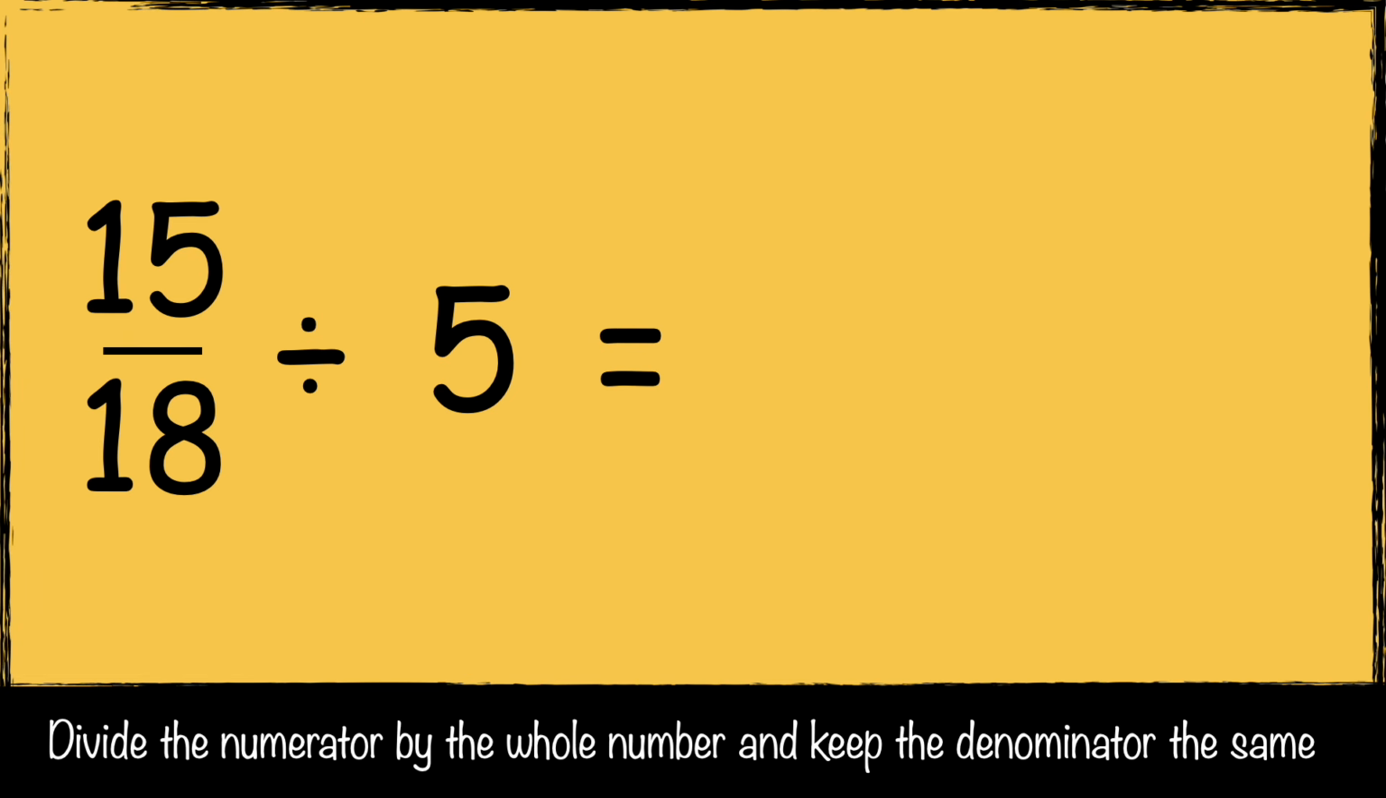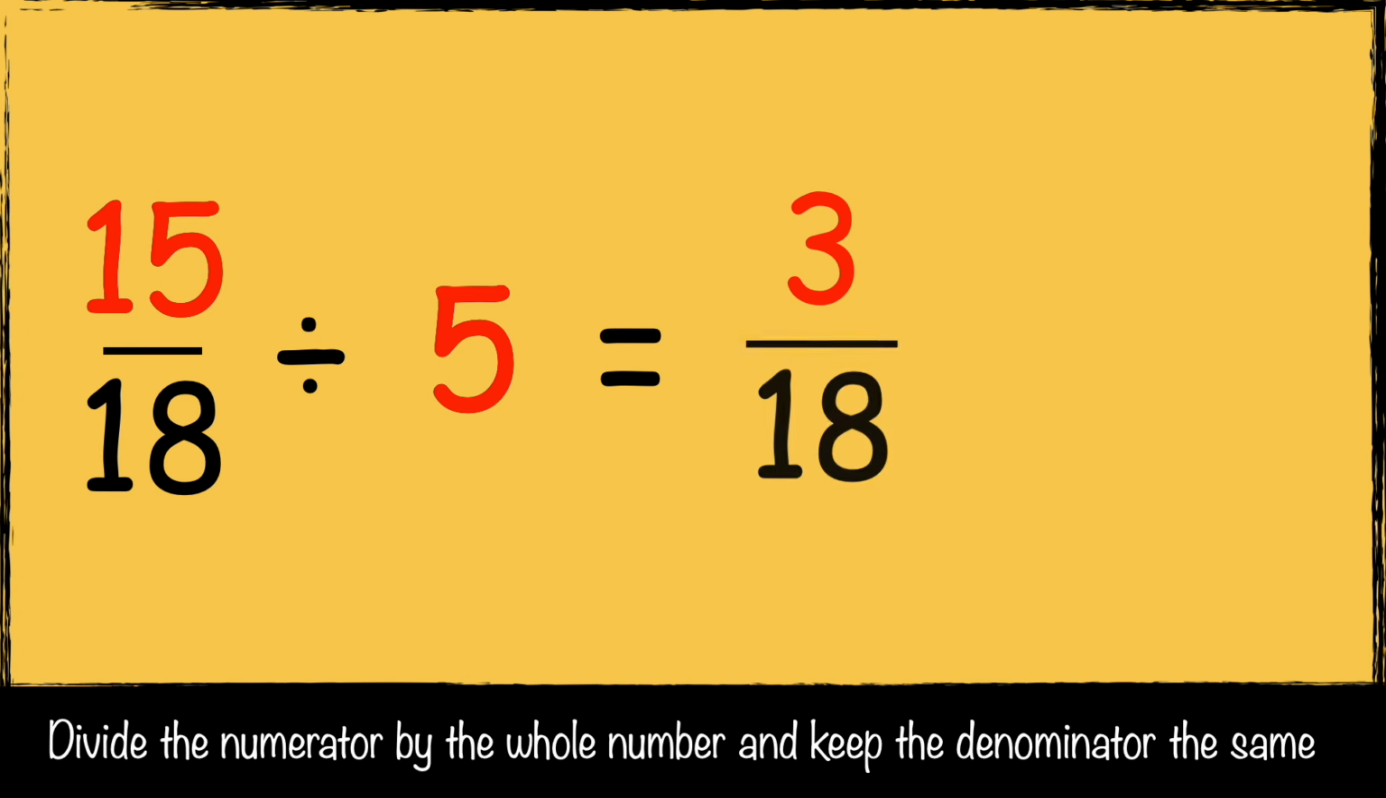15/18 divided by 5. So the numerator, 15, divided by 5, which is 3. The denominator stays the same, so we have 3/18. We can go one step further here and use our knowledge of simplifying to get 1/6.